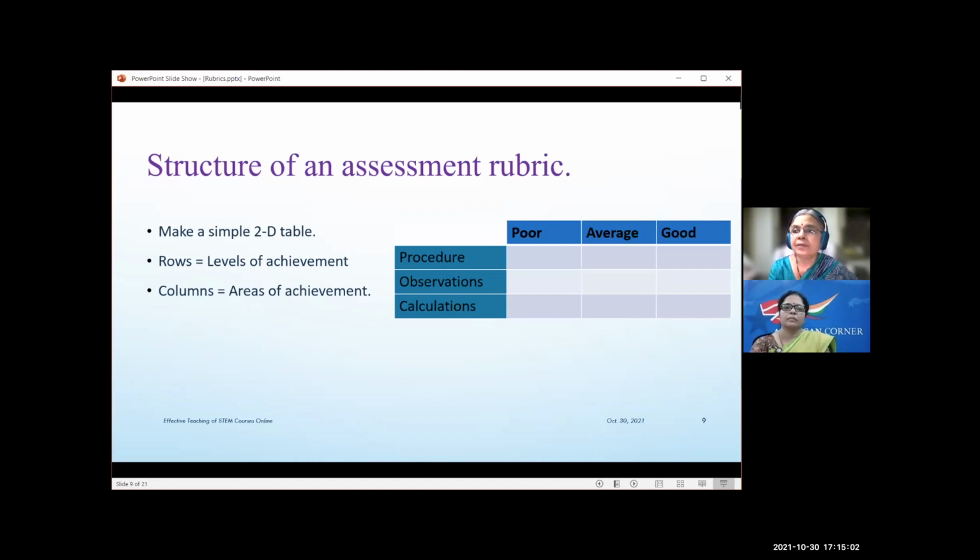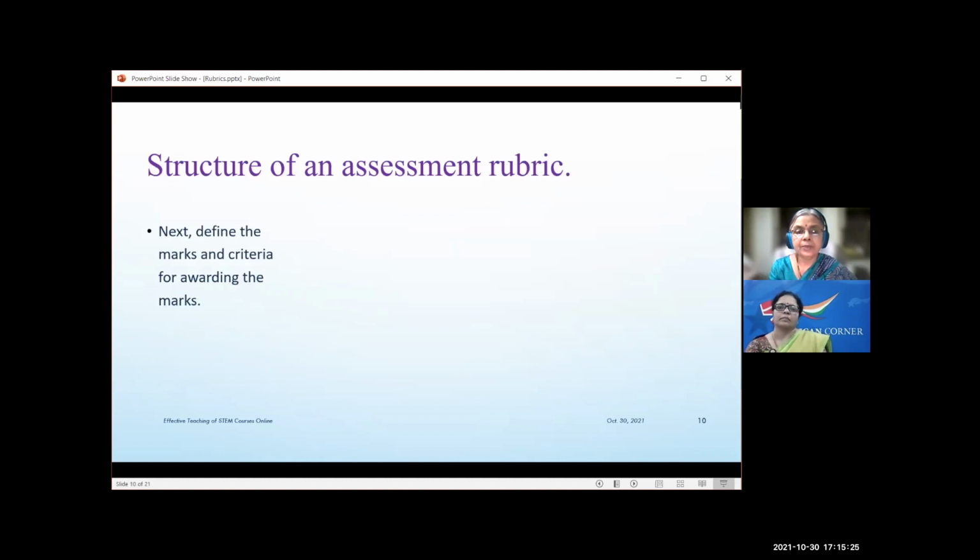So let's say I have to judge somebody's experiment. How did they do it? I'm going to look at the procedure, look at their observations, and then look at how they have done some calculations. Let's say it's a titration. So I'm going to look at this, and I'm going to grade only 3 levels. It's bad or average or good. Okay. So having made this table, now I need to put the descriptors.